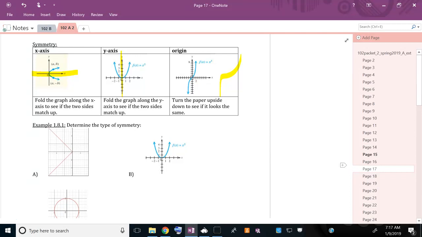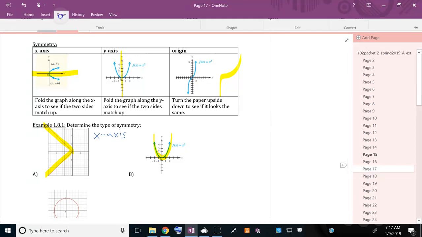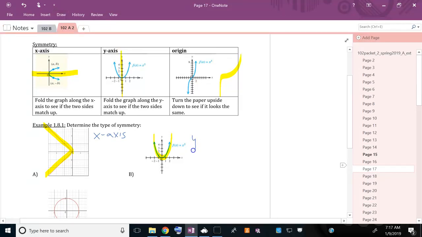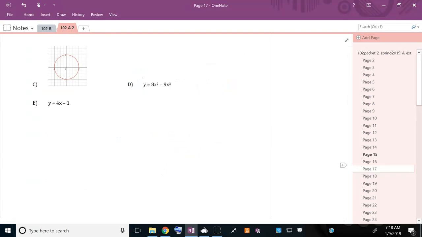All right, so here I've got some pictures below, so let's see what type of symmetry they have. So A here is my graph, and if we look at that one, if we fold on the x-axis, those two sides will match up. The second one, I've got this lovely parabola shape, and here if I fold on the y-axis, those two sides will match up. I've scrolled down to C.